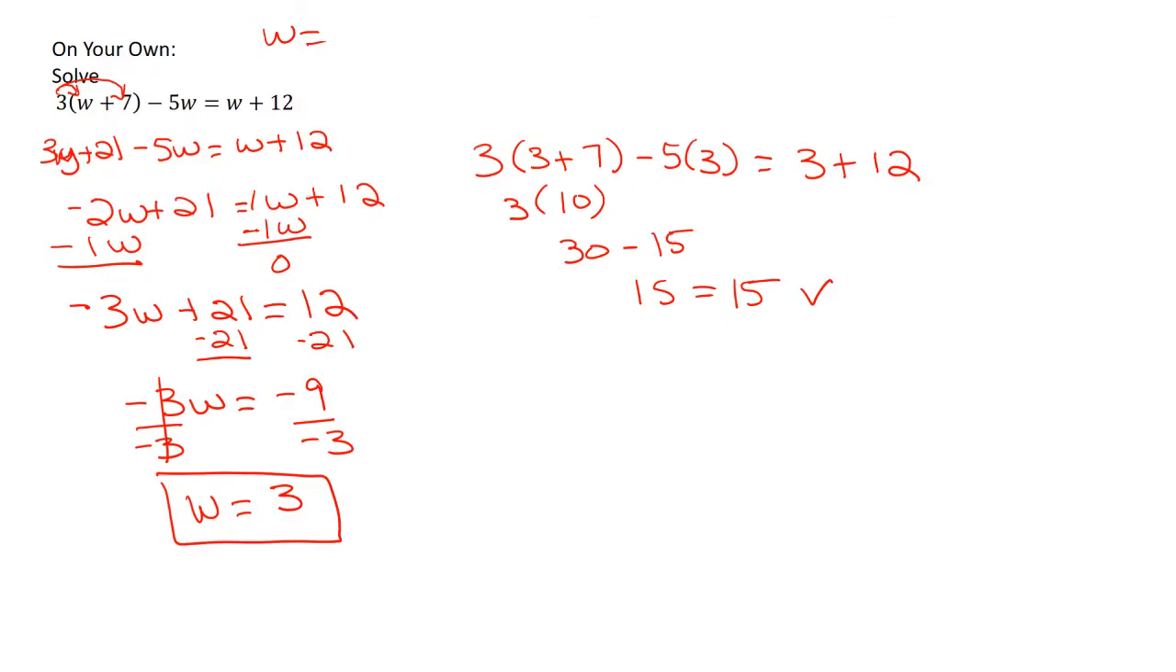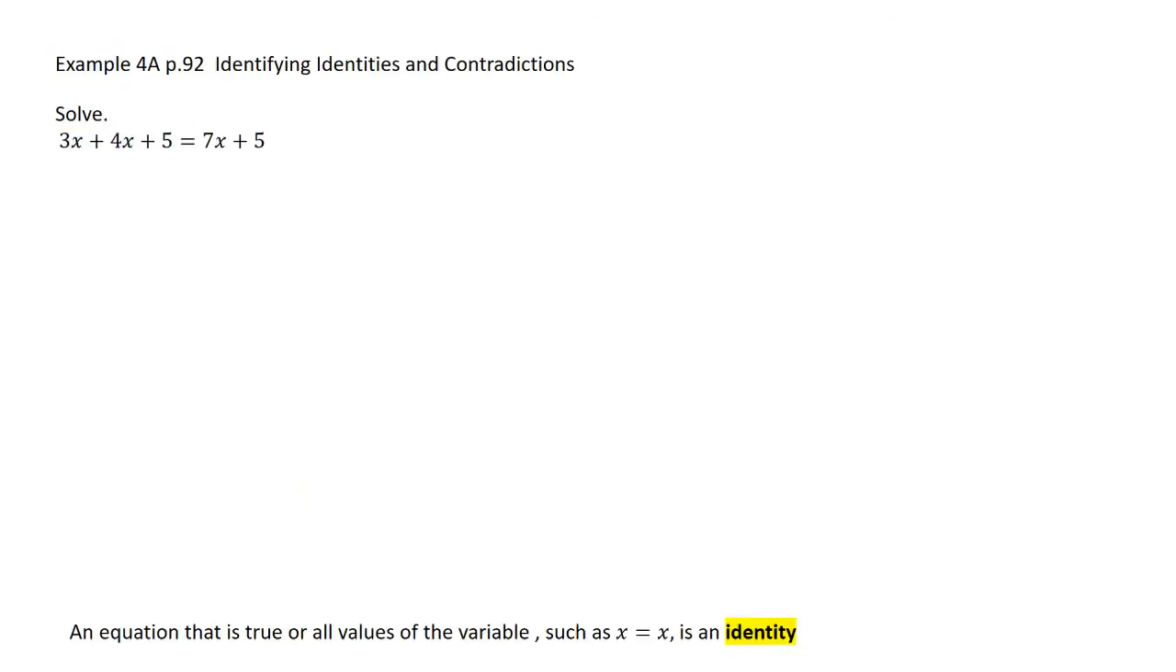Again, if you did it a little bit different, that's fine as long as you came up with w equals 3. All right. Now here's a couple of interesting things that sometimes could happen. Let's talk about this first problem. So our goal is always x, in this case, equals something.